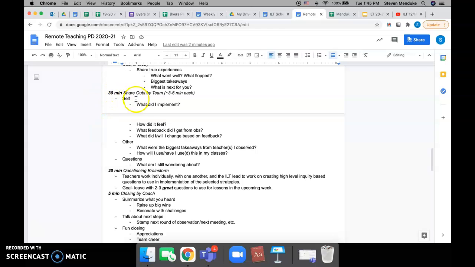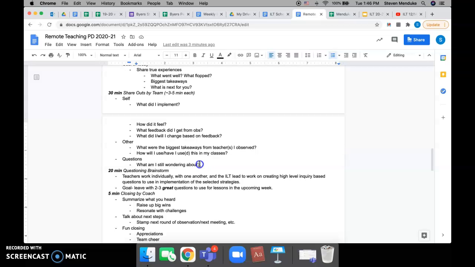Then we'll spend about 30 minutes, and this is going to work out to roughly maybe around 3 to 5 minutes each for each person in your department. And we want them to share about themselves. Okay, what did they implement? How did it feel? What feedback did I get? What did I change, or how will I change based on that feedback? And then from their peers, from others, what were the biggest takeaways from teachers that I observed? And how will I, or how have I maybe, already used that in my class? And then questions, what am I still wondering about?